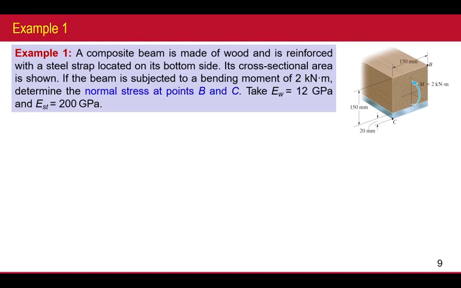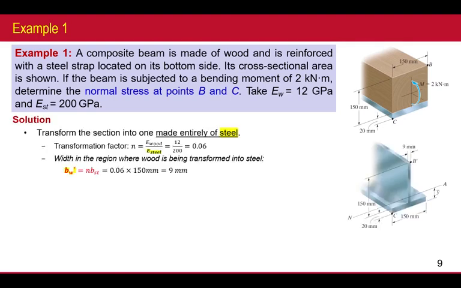Then the equation sigma equals negative My over I is not valid because there are two materials. So that's a composite beam. To be valid, we must transform the materials into a single material. So then we can see how we can do this.